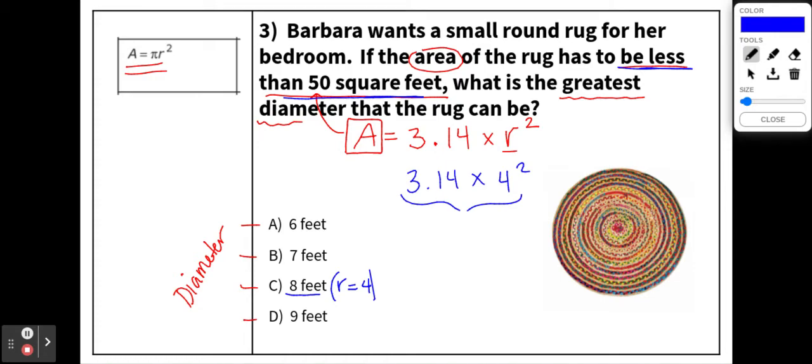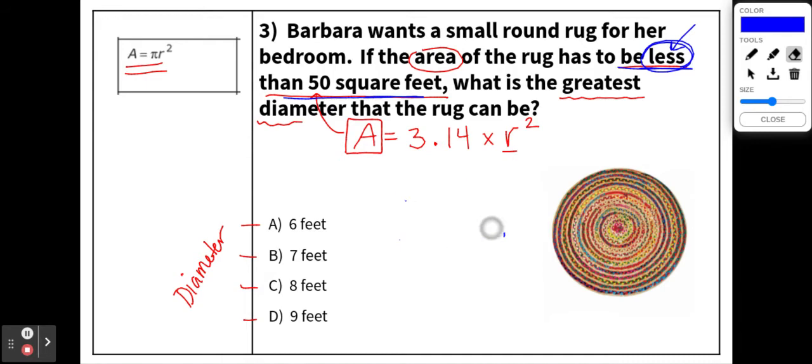3.14 times 4 squared. Oh, that gives me 50.24 for the area. Wow, okay, but we wanted less than 50. So this is a little bit too big. So what are we going to have? Now 6 was too small and 8 is too big. So I think that we're going to have to go with a 7-foot diameter rug. Let's give it a try and see what happens when we pick 7.